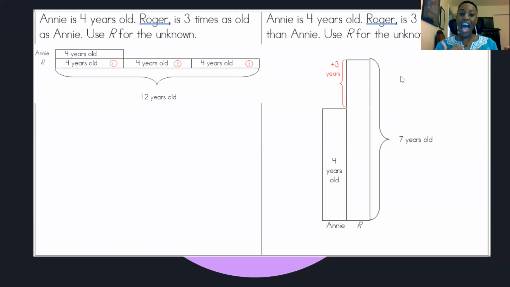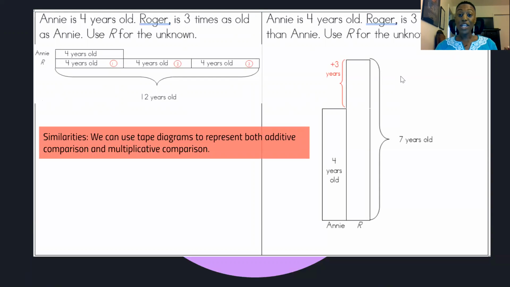Okay, so let's hear them. How are they similar and different? Let's talk about similar first. So we noticed we can use a tape diagram to represent both additive comparison and multiplicative comparison. That's what these diagrams are called. Nice. Now, what was different?